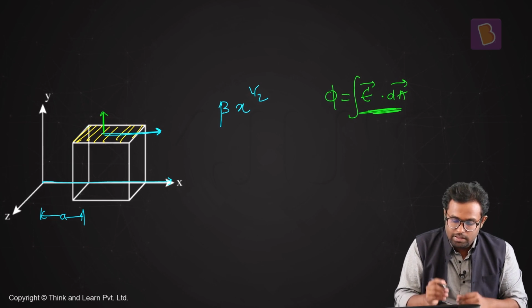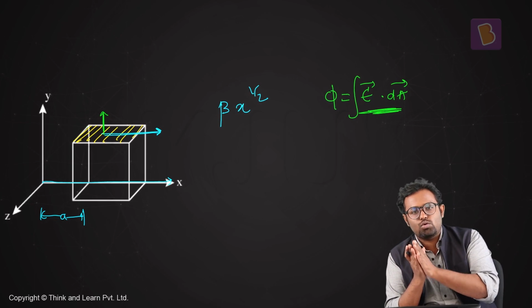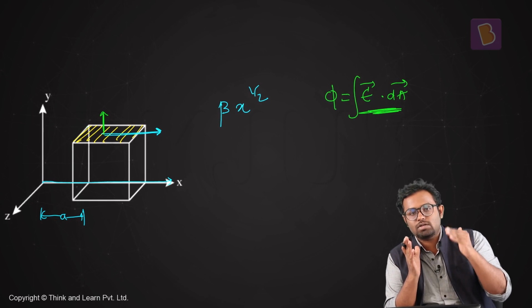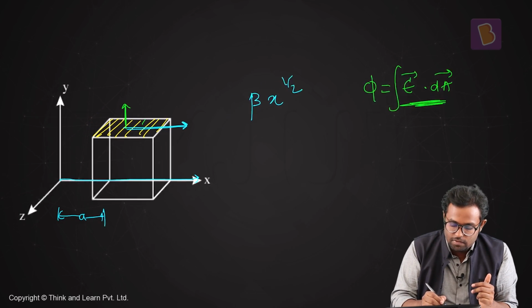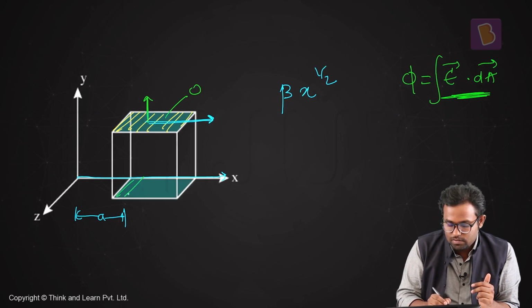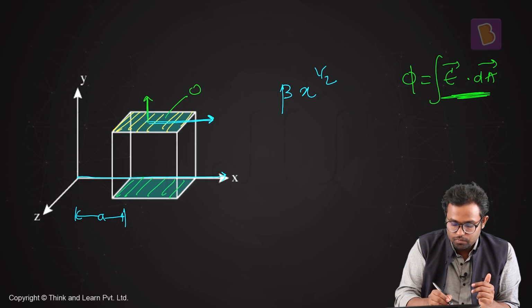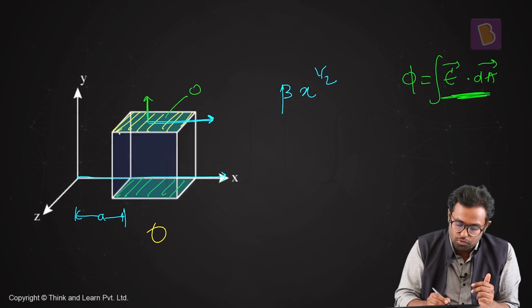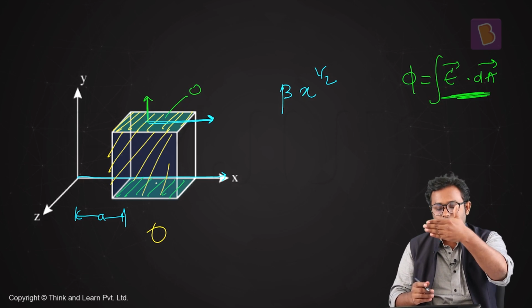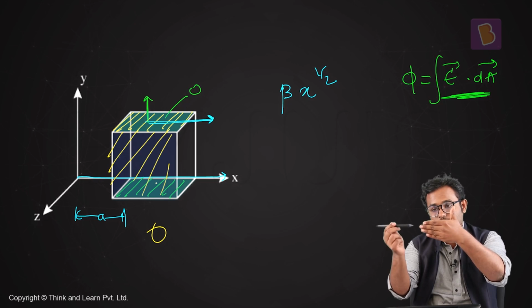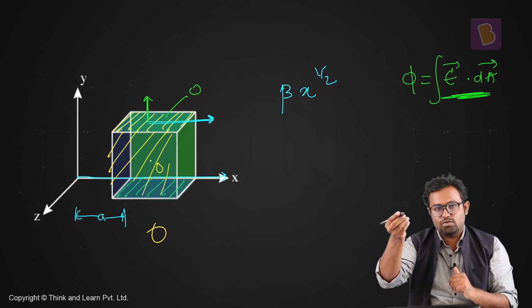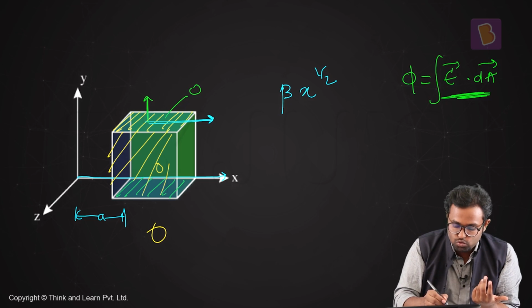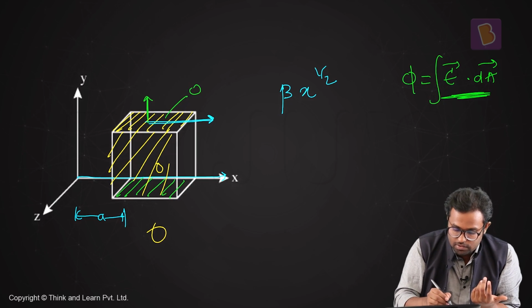So anytime a field grazes through a surface, the flux contribution because of that field is 0. So the flux on this surface is going to be 0. Similarly, on this surface, the flux is going to be 0. And that is true for the front surface as well, because even for the front surface, the electric field is grazing through like that. And even for the back surface, it is 0. So we have only two surfaces left, the surfaces on the side.